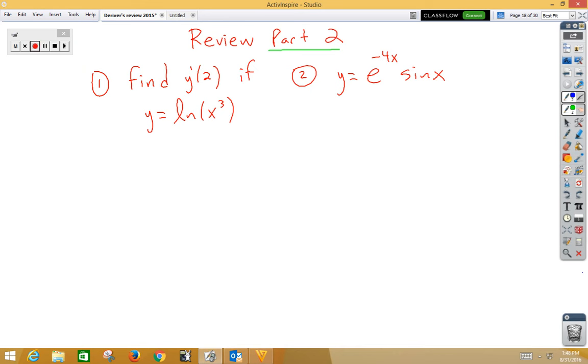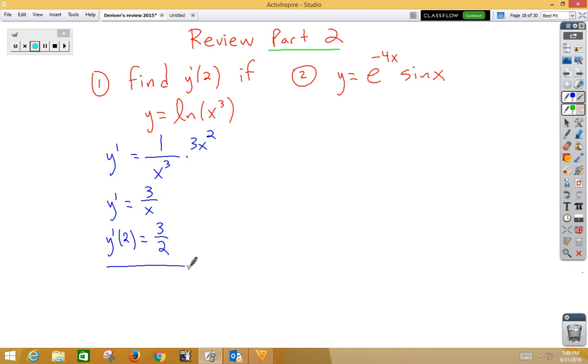Our first problem, find y prime of 2 if y is natural log x cubed. That means to take the derivative and plug in a 2. So y prime is equal to the derivative of natural log, 1 over, don't change the inside, multiply by the derivative of the inside. We could reduce that to y prime is 3 over x, so y prime of 2 would be 3 halves.